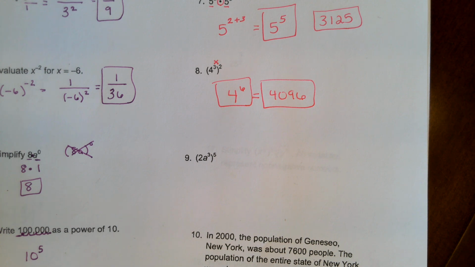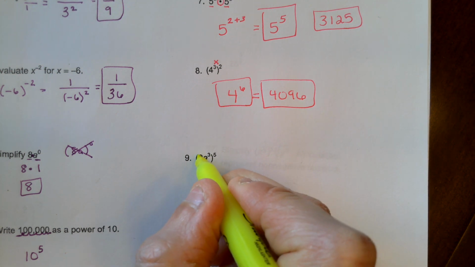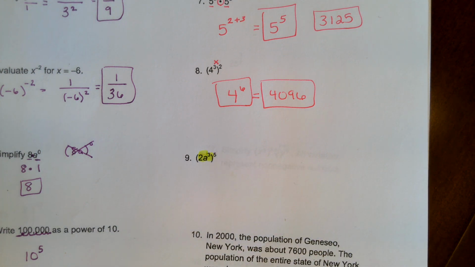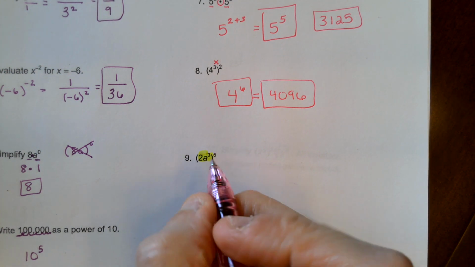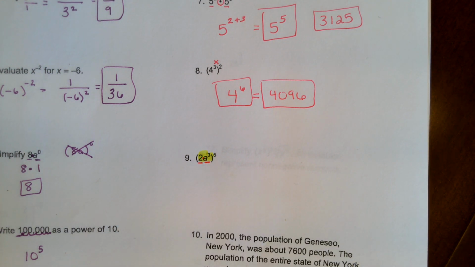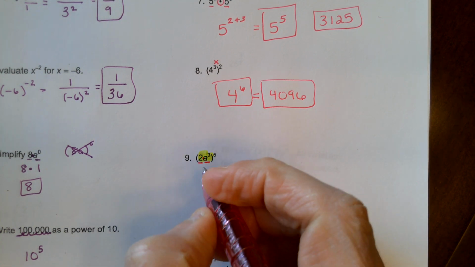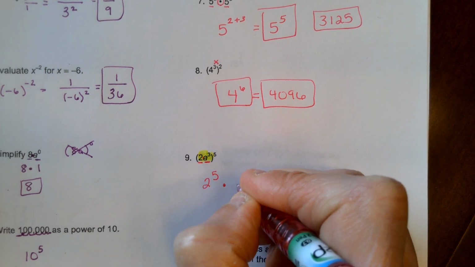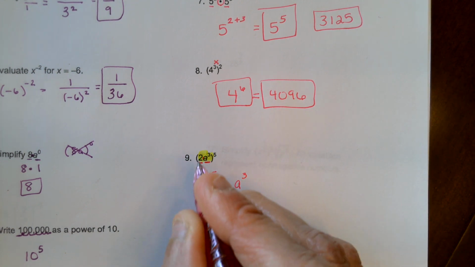Okay, so here we go. It's this whole thing. You need to keep these things separate, class, because it's everything in the parenthesis that's raised to the 5th power. How many things are in there? Well, we got a 2 times an a to the 3rd. So we got 2 things in there. So I first have to raise the 2 to the 5th and then multiply it by the a to the 3rd to the 5th.